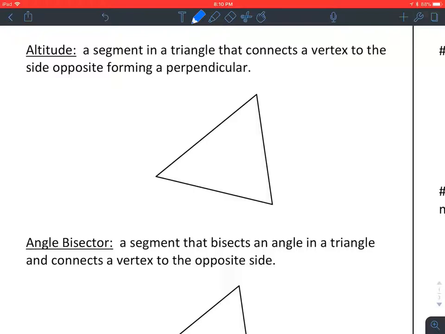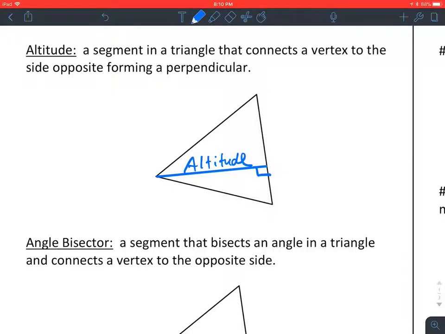Altitude, a segment in a triangle that connects a vertex, just like the median, to the opposite side, forming a perpendicular. Perpendicular means 90 degrees. So this is an altitude.